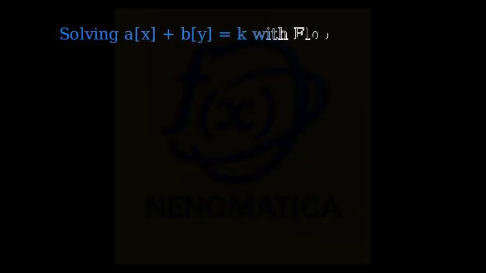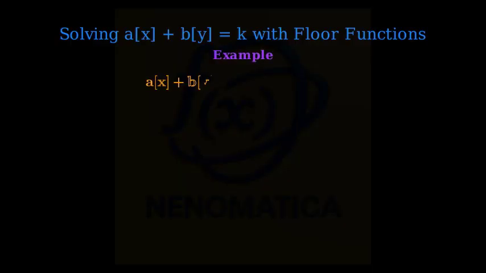In this lesson, we will solve the linear floor equation, a times floor of x plus b times floor of y equals k, following a case-by-case algorithm. We begin by displaying the problem and setting the notation. We will use the notation where square bracket x means the floor of x. This is the greatest integer less than or equal to x.